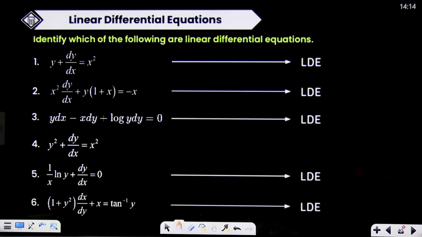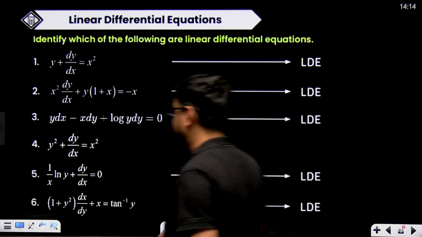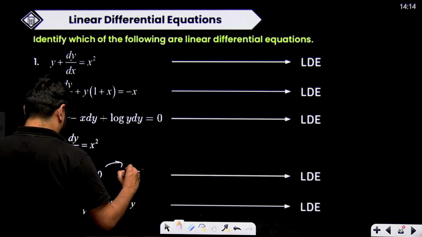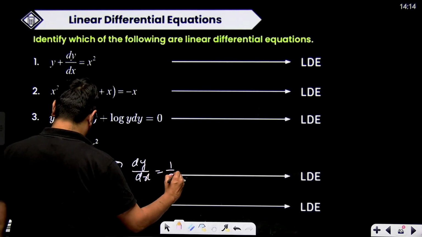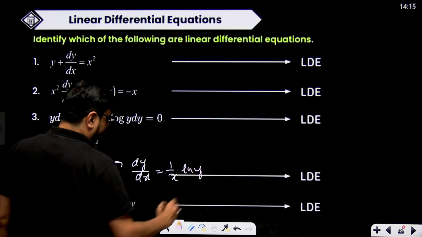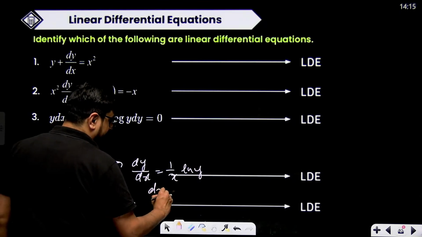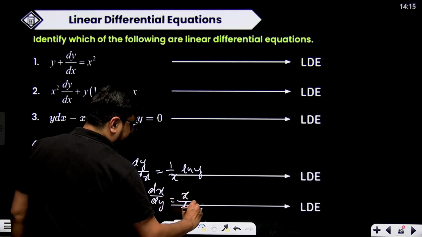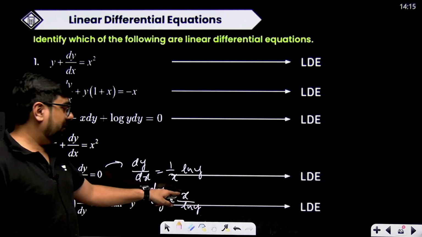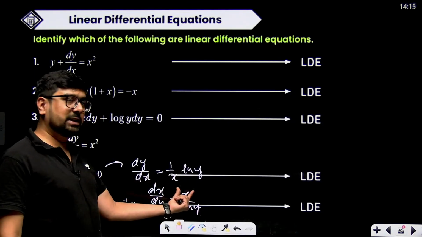This is dy by dx equal to 1 by x ln y. Acha, in x it is linear. Yes, in x it is linear, na? Wait, this is dy by dx equal to 1 by x ln y. If we find dx by dy, then dx by dy will become x by ln y. Right. Now with x, 1 by ln y is multiplied.